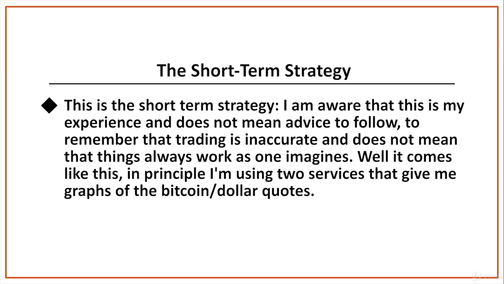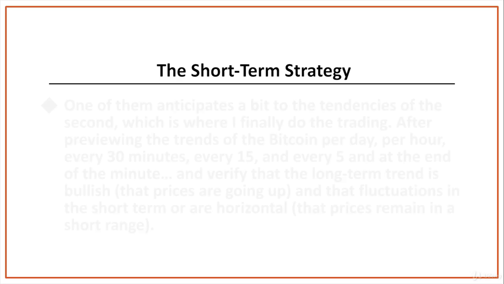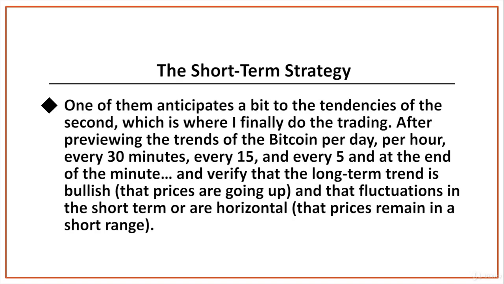In principle, I'm using two services that give me graphs of the Bitcoin or the dollar quotes. And one of them anticipates a bit the tendencies of the second, which is where I finally do the trading. After previewing the trends of the Bitcoin per day, per hour, or every 30 minutes, 15 minutes, or 5 minutes, I verify that the long-term trend is bullish, that prices are going up, and that fluctuations in the short term are horizontal, that prices remain in a short range.